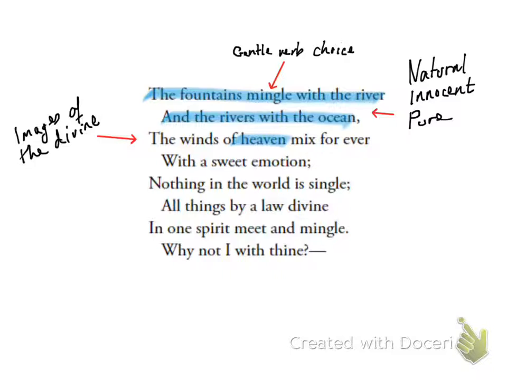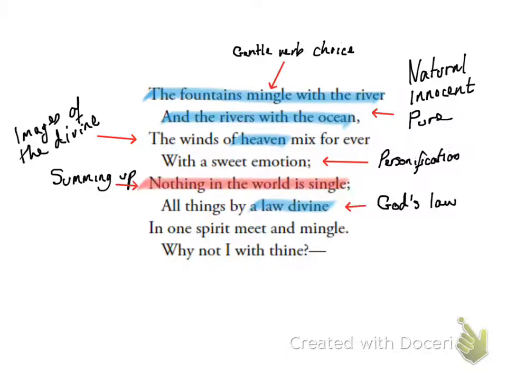The second image, which forms the next stage of Shelley's argument, is the winds of heaven mix forever with a sweet emotion. And so the poet introduces a note of divine authority to his definition of true love. And he personifies these powerful, natural elements to show a comparison between the actions of nature and what he believes the lovers should be doing. He returns to invoking God's law in the final part of the first stanza as a way of adding weight to his persuasion and further suggesting that not only are his desires pure and natural, but also spiritual and sanctified by God.